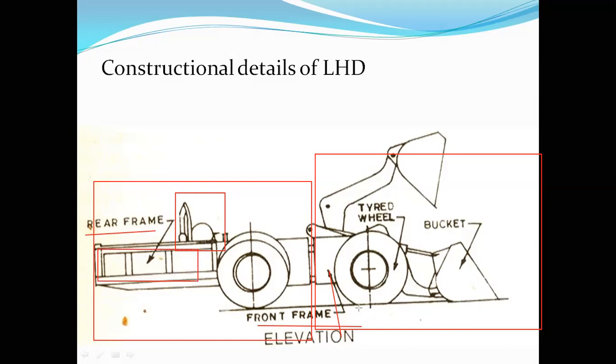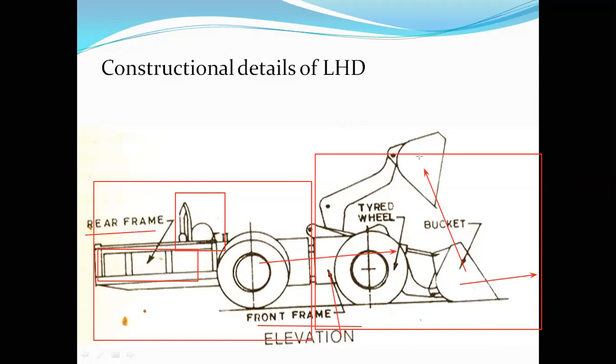And the front frame will have the hydraulically operated bucket. The bucket can be operated hydraulically, and it will load the material. It will scoop the material inside during the forward direction. It will move forward like this and load the material, and it can be lifted up and moved along a certain distance, since it is carrying the material, and there it will be unloaded. That's why it is called load, haul, dumper: it will load the material, move up to a certain distance, and there it will be dumped.